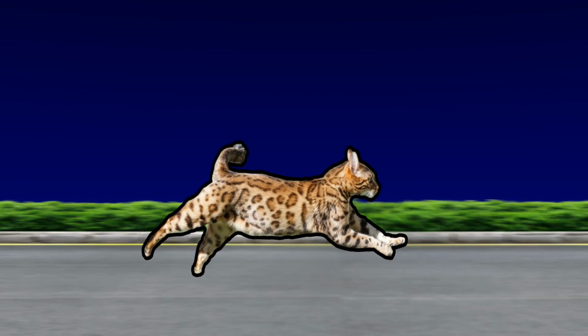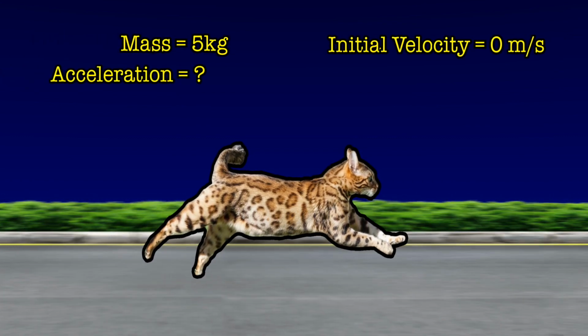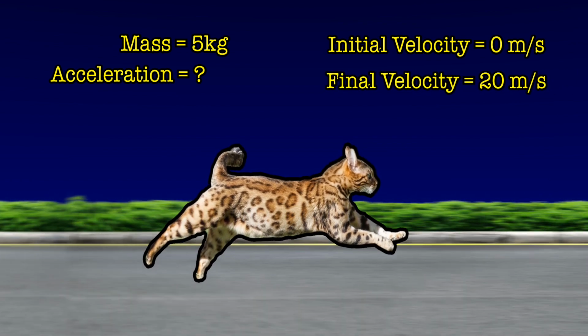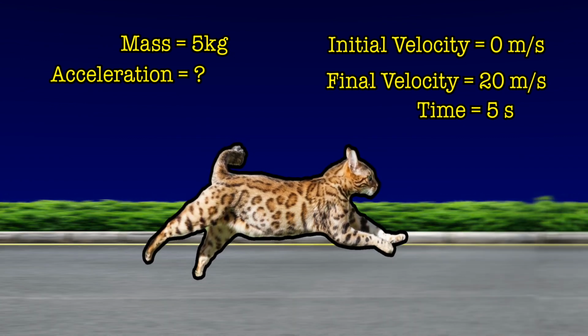First, we have to remember the information required to solve this. In order to calculate force, we need to know both the acceleration of the object and the mass of the object. Now, in this example, we know the cat weighs approximately 5 kilograms. However, we do not know his acceleration. We only know the initial speed is 0 and the final speed is 20 meters per second. We also know that it takes him 5 seconds to reach that speed.